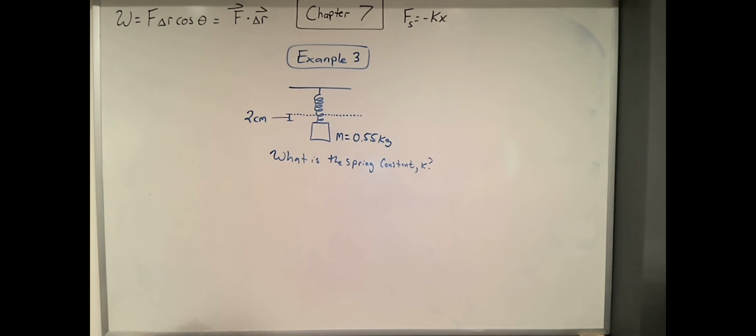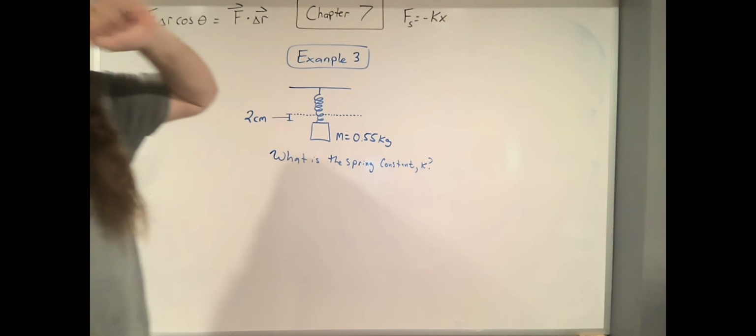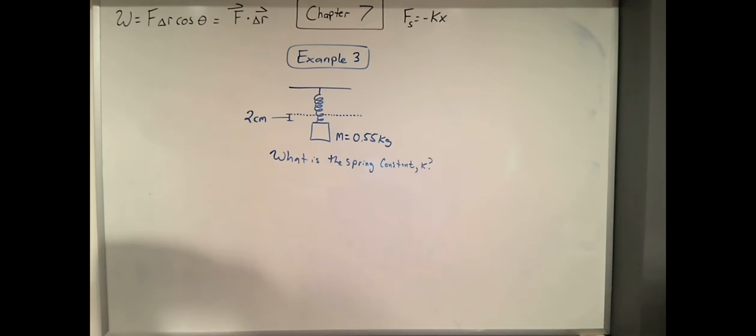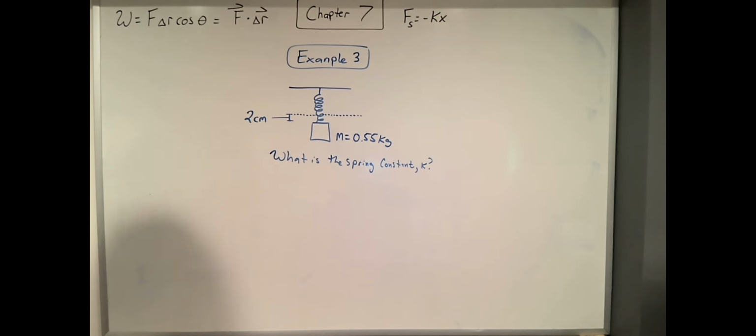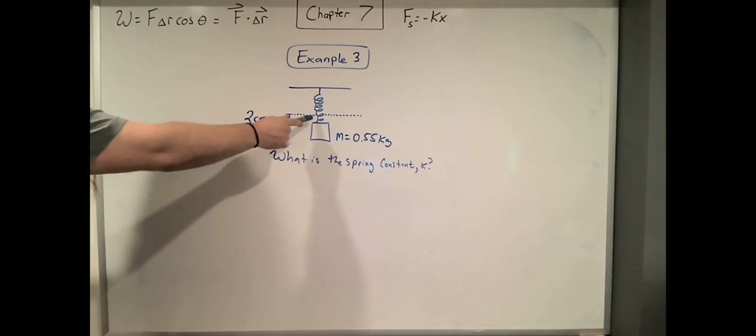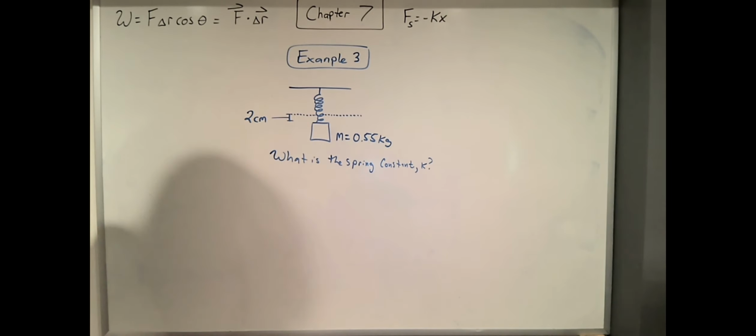Let's check out example 3. Then we're going to have something a little different. We'll have a spring example. So I've added our spring equation for force. The spring force is equal to negative kx up in the corner there. And for this example here, we have a spring that is hung from the ceiling. It has a mass attached to it. That mass is 0.55 kilograms. And the spring here is being pulled downward or stretched by 2 centimeters. And what it's asking for is, what is the spring constant K?